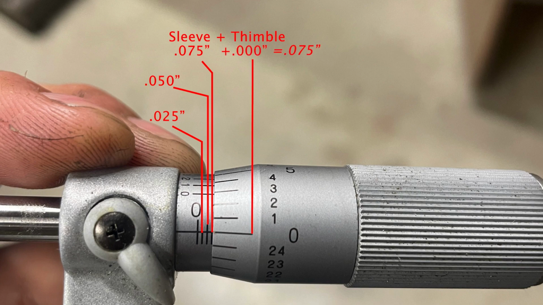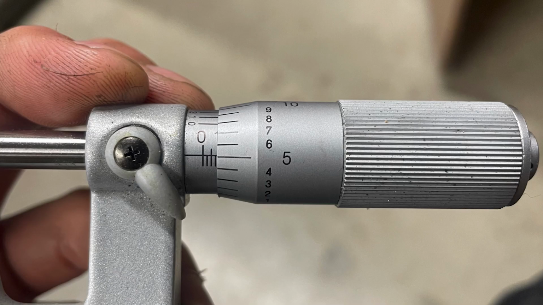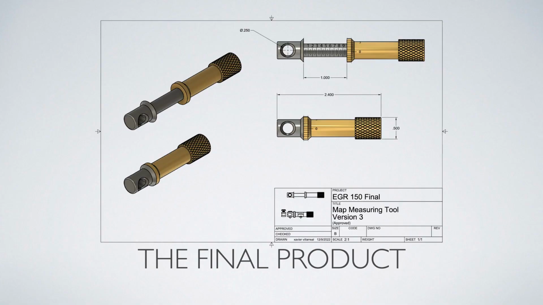That's 0.075 of an inch. In this reading, you can see that we're actually past our third hash mark, but we're not quite at the 1 yet. We tally up our hash marks on the sleeve, 75 thousandths. We add that to the number on the thimble, 5 thousandths, and we get a reading of 0.080, 80 thousandths of an inch.